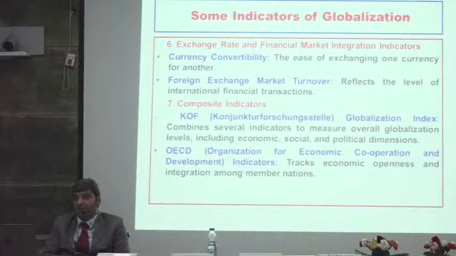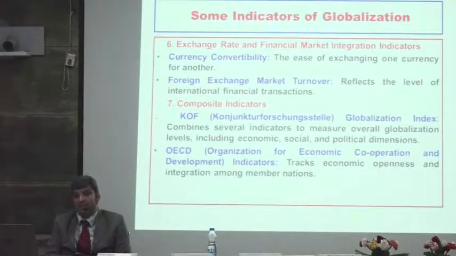Exchange rate and financial market indicators. If the exchange rate in one country is affected by a change in the exchange rate in another country, then we can say that there is interconnection between the countries. Foreign exchange market turnover reflects the level of international financial transactions.